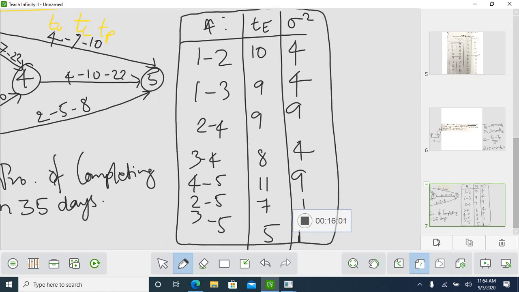So this is your first table column. So next, what you will do? Next, you have to find the TL and TE and slack. So which table column you have to use?